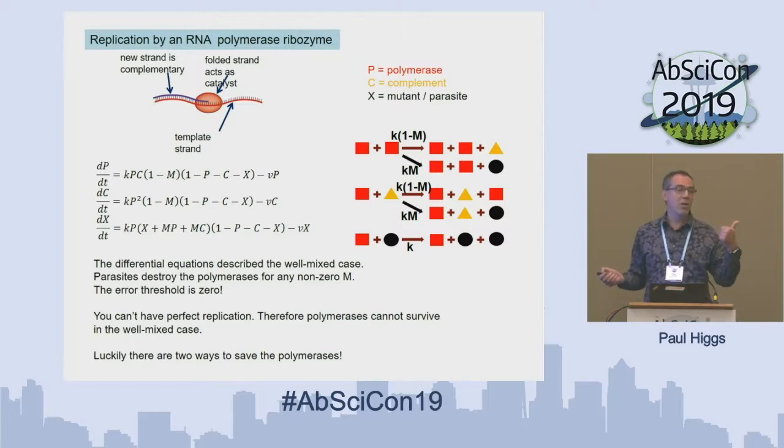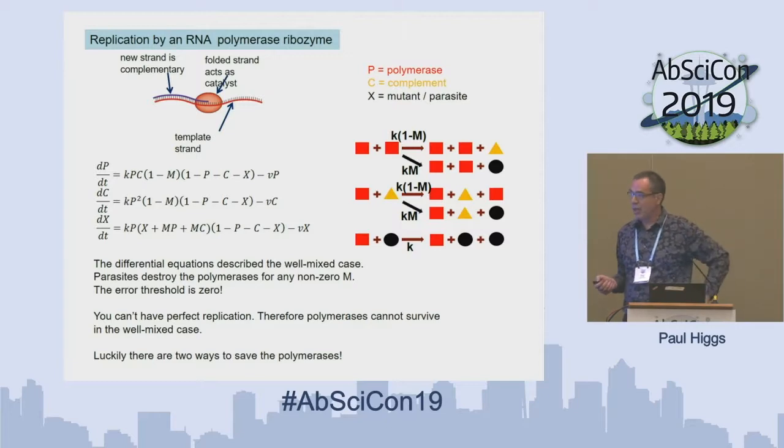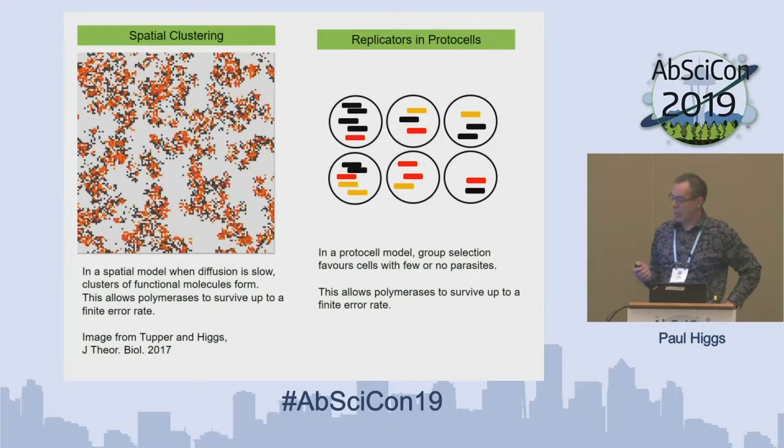One red one can't do it by itself. You need a group of red ones. They have to cooperate, and cooperative systems are taken over by parasites in the well-mixed case. Now, because this kind of problem has been studied many times before, we already know there are two ways of saving you from the parasites. Either you have spatial clustering or you have protocells.